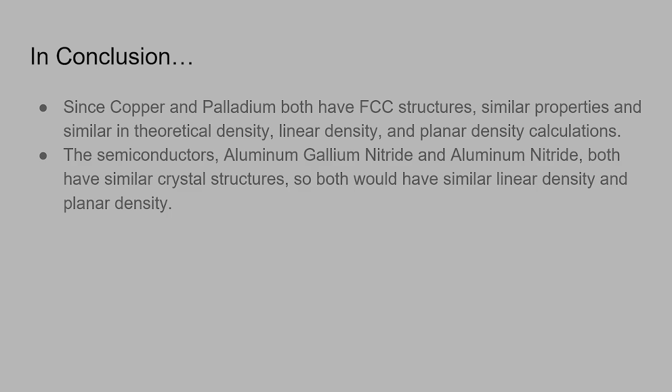In conclusion, since copper and palladium both have face-centered cubic structures, they're going to have similar properties and be similar in theoretical density, linear density, and planar density calculations. The semiconductors, aluminum gallium nitride and aluminum nitride, both had similar crystal structures. Both of them were HCP, so both are going to have similar linear density and similar planar density.